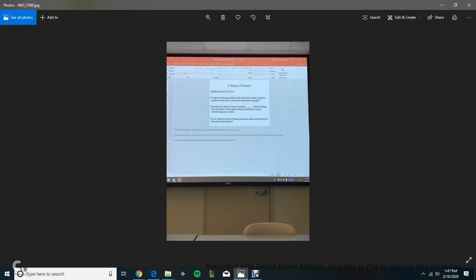Release of patients. In regards to therapy patients, what is the level at which patients' exposures need to be in order to be allowed back in public? It is determined that no individual in contact with the patient will receive more than 0.5 rems. If any person is likely to receive more than 0.1 rem from the patient, then the patient must be given written instructions on how to minimize exposure to others.